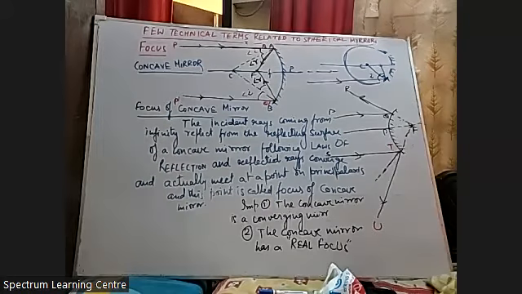The definition that I said, that the distance between focus and the pole, was that correct? Yes, absolutely correct. The distance between the focus and pole of a spherical mirror is its focal length, denoted by small f. And the distance between the center of curvature and pole is the radius of curvature.